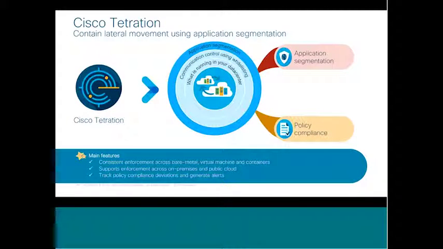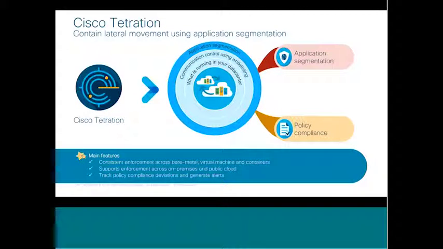They may have workloads running on-prem, and it doesn't matter what network infrastructure they have, and they may have workloads running in public cloud as well. So seamlessly across all this environment, they can have a consistent policy enforcement. Not only that, they can also realize this enforcement across bare metal, virtualized infrastructure, as well as containers. So this is the key piece, right?